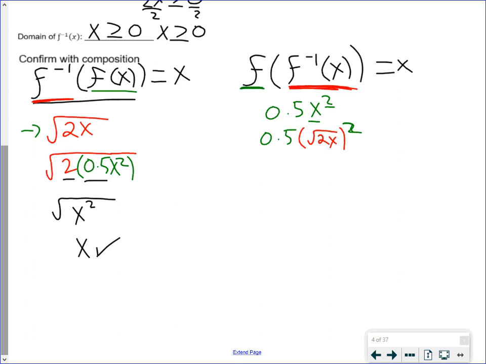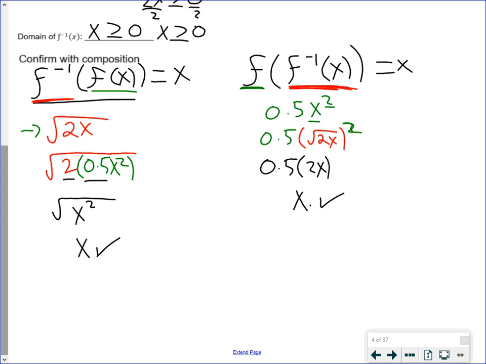So now we're going to solve this out. The square root of 2x raised to the second power, that square root and that square, they cancel each other out. So we're left with 0.5 times 2x. Oh, sorry about that. 0.5 times 2 is going to be 1. So we're left with x. And that's exactly what we wanted. We got both compositions to equal x. So that proves that our inverse function is truly an inverse.